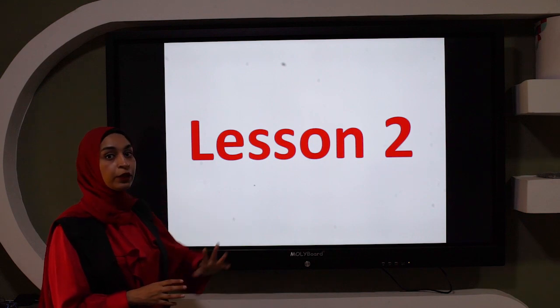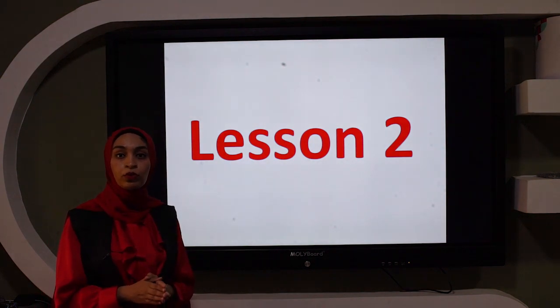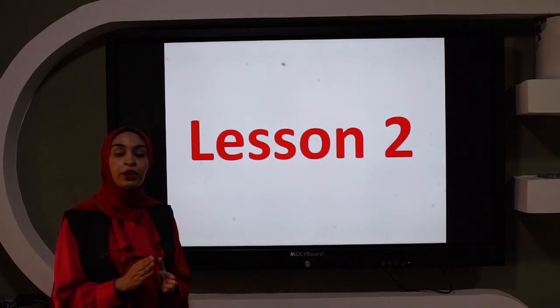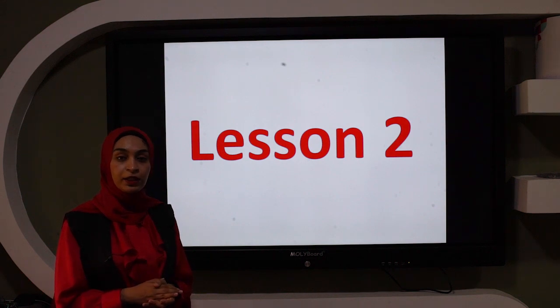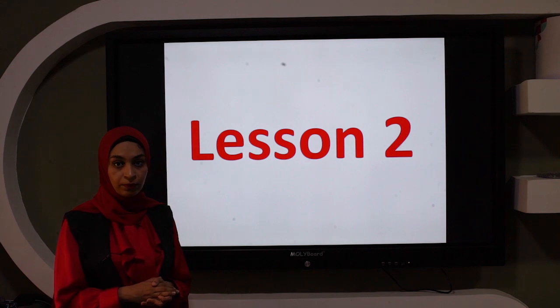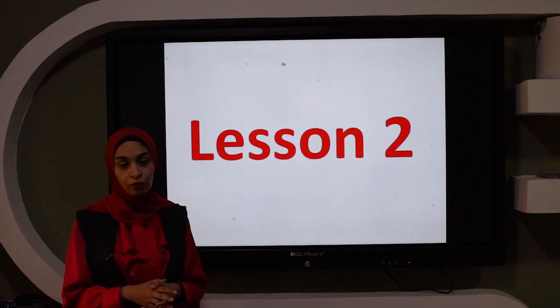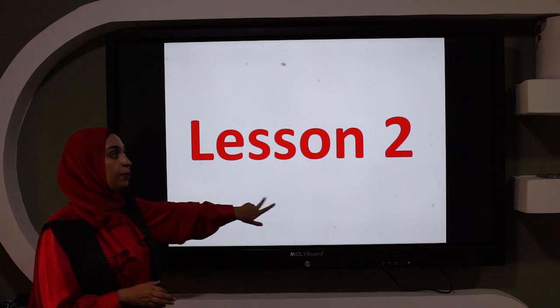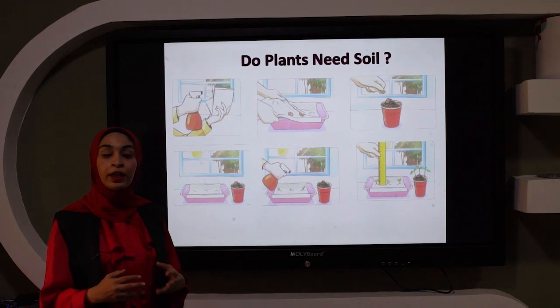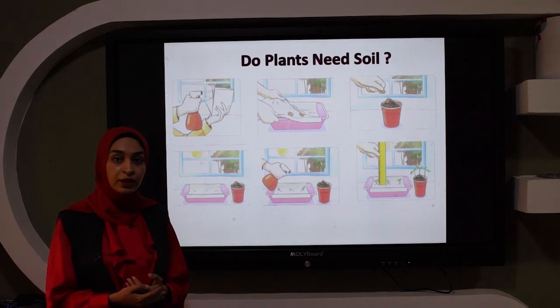That's the end of lesson 1. In lesson 1 we talked about the parts of the plant, the basic needs and the non-basic needs, and how the plant makes its food through the photosynthesis process. Let's start lesson 2, with the title: does the plant need soil? We can consider whether the soil is a basic need or not.